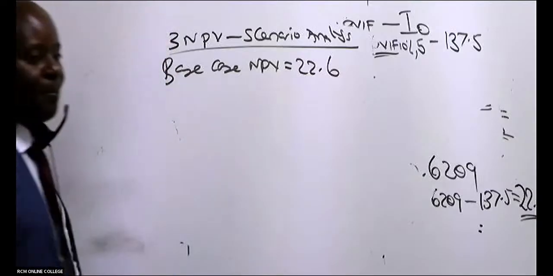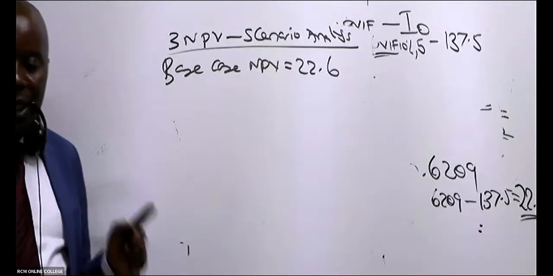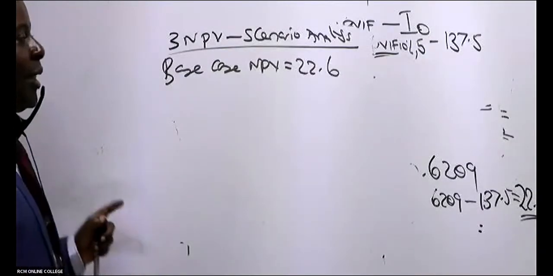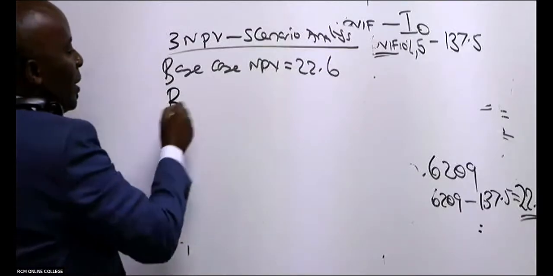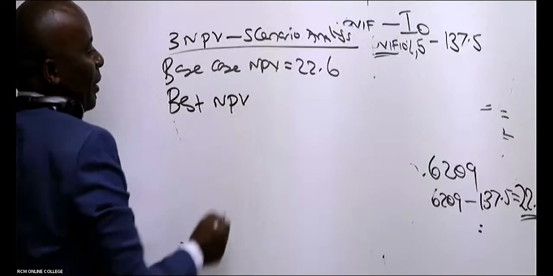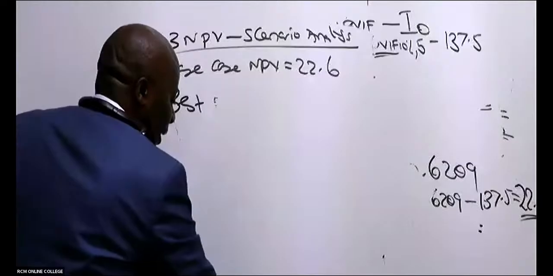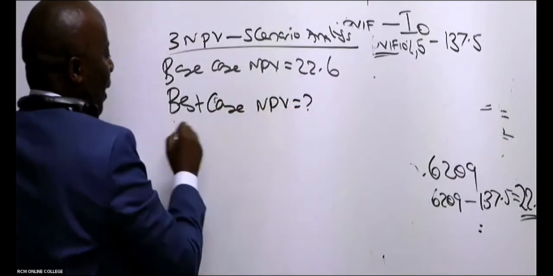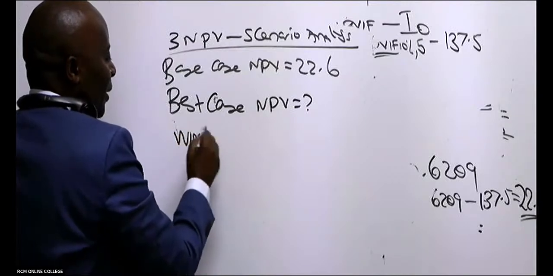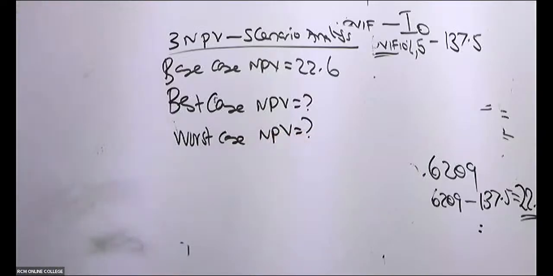The original one you have calculated is 22.6. Yeah, that is the base case NPV. Then you must come here and give me the best case NPV, and then we have the worst case NPV.